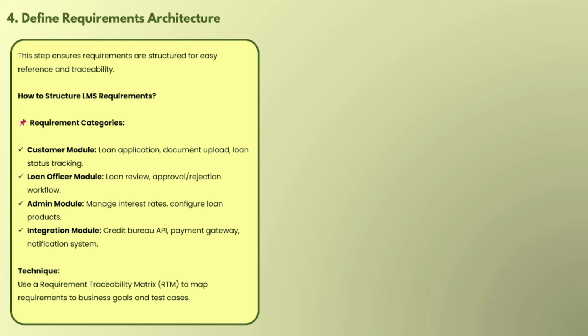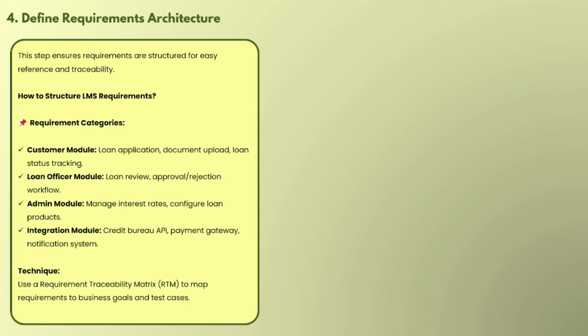Now again, let's collate this define requirements architecture task with the loan management system. We will divide requirements into categories like customer module, loan officer module, admin module, and integration module. In the customer module, there are loan application, document upload, and loan status tracking. For the loan officer module, there must be loan review, approval, and rejection workflow. As far as the admin is concerned, manage interest rates and configure loan products. And for integration, there are the credit bureau API, payment gateway, and notification system.